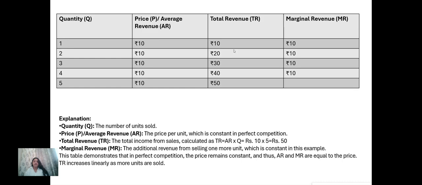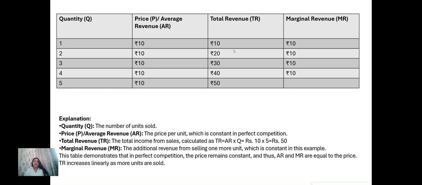Here Q is the quantity, which expresses the number of units sold. Average revenue is constant in perfect competition and the same as marginal revenue. But to calculate total revenue, because the quantities are different, we have to do TR equals AR multiplied by Q. Here AR is average revenue and Q is the quantity.